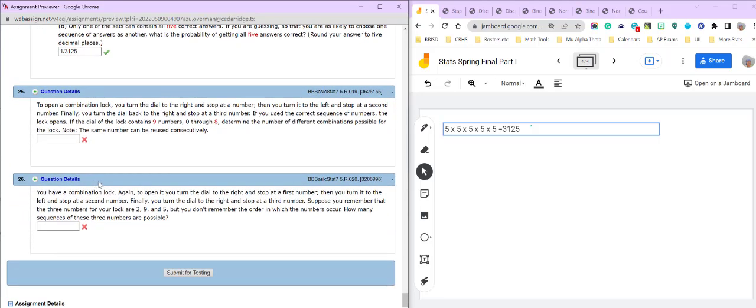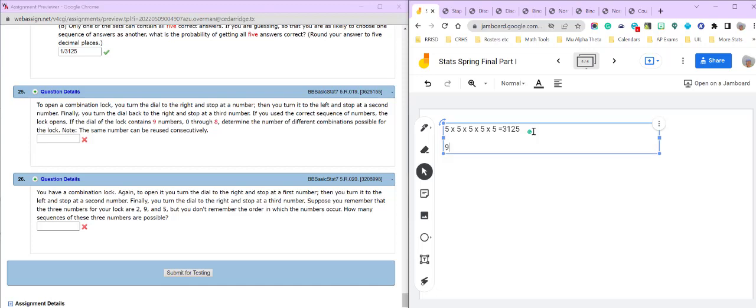To open a combination lock, you turn the dial to the right and stop at a number. Then you turn it to the left and stop at a second number. Finally, you go to the right again. If the dial contains 9 numbers, 0 through 8, determine the number of different combinations possible for the lock. Note the same number can be used consecutively.